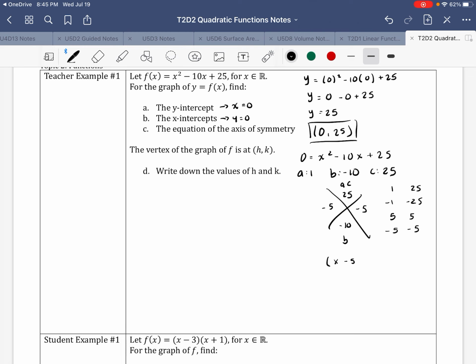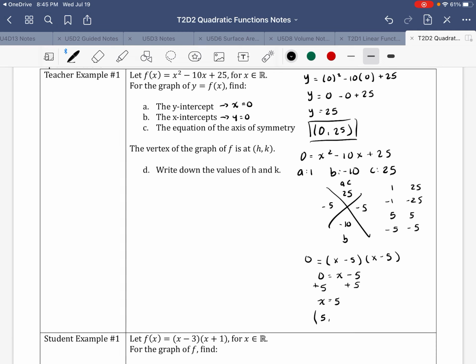So I know that I have x minus 5, right? That's equal to 0. Set it equal to 0 and solve. x equals 5. So I know that my x value is 5, my y value is 0, then my x-intercept is going to be at (5, 0).